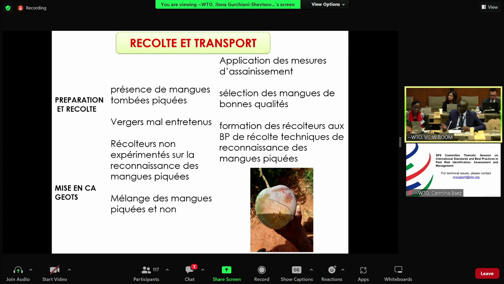Mais faudrait-il que les récolteurs, les techniciens qui assurent la récolte puissent reconnaître une mangue piquée, ce qui n'est pas très évident. Et là, j'avoue que même pour les techniciens, quelquefois, pour la mangue bateau, par exemple, c'est très, très difficile de détecter une piqûre récente. Si bien que c'est à l'arrivée du conteneur que les inspecteurs du point d'entrée peuvent identifier très rapidement des mangues piquées. Mais au départ, ce n'est pas très évident.